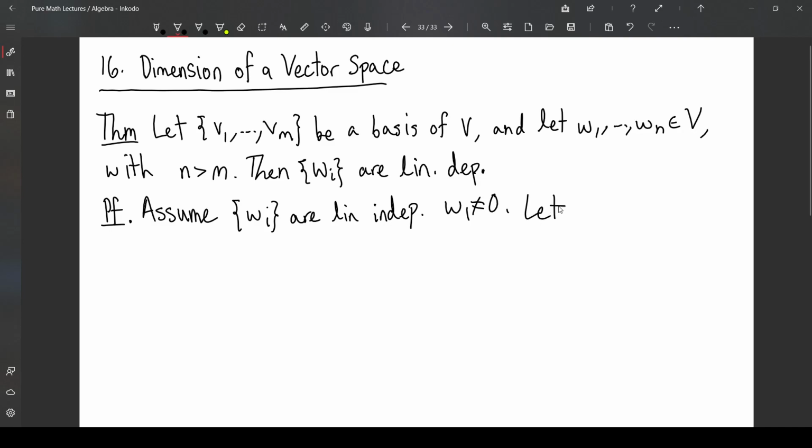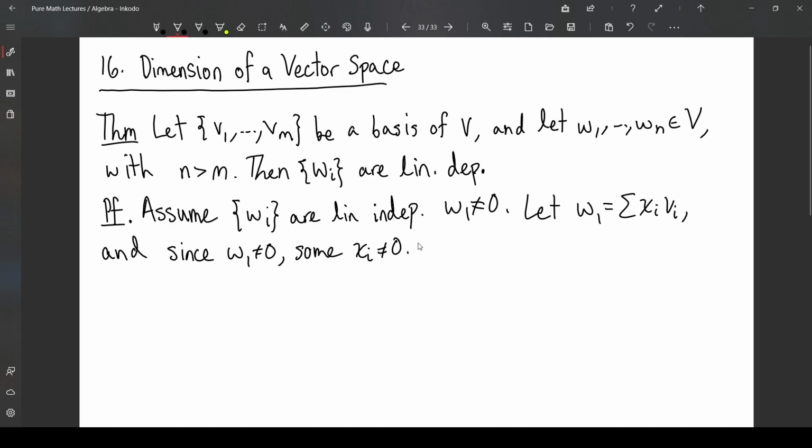Okay, so now let w1, we're going to express it in terms of the coordinates for the basis, right? Sum of xi vi. And since w1 is non-zero, some coordinate x sub i is not 0.